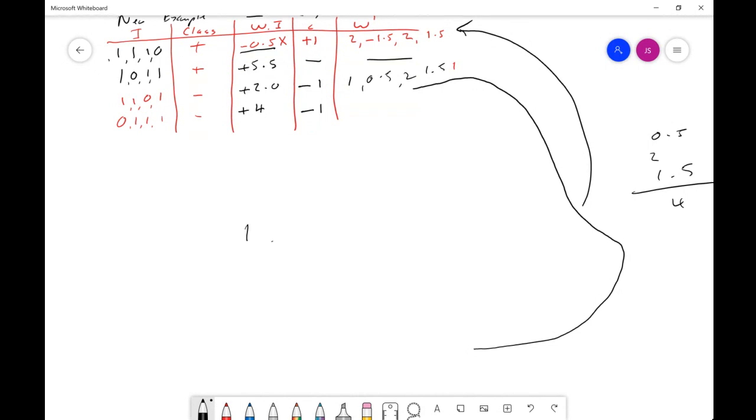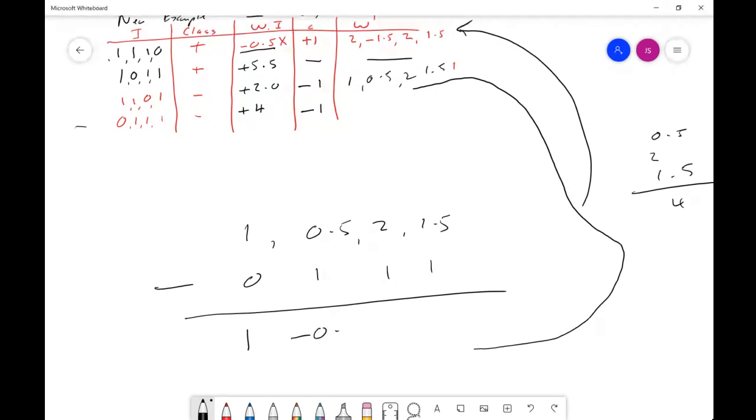Let's do that over here. It is going to be 1, 0.5, 2, 1.5. And we are subtracting the current pattern, which is this one here, 0, 1, 1, 1, giving me 1 minus 0.5, 1 plus 0.5. So there is my next update of the weight vector. Is that correct?